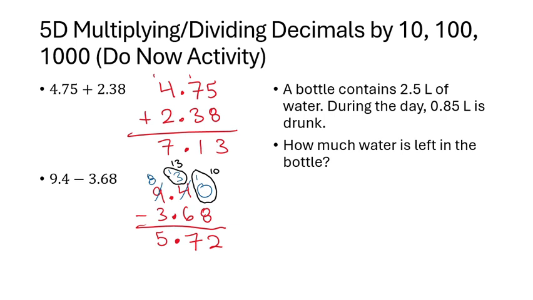Right, a bottle contains 2.5 liters of water. During the day, 0.85 liters is drunk. How much water is left in the bottle? So, just set it up. 2.5. Water's been drunk, so it says here 0.85 has been drunk. So let's just figure this out.